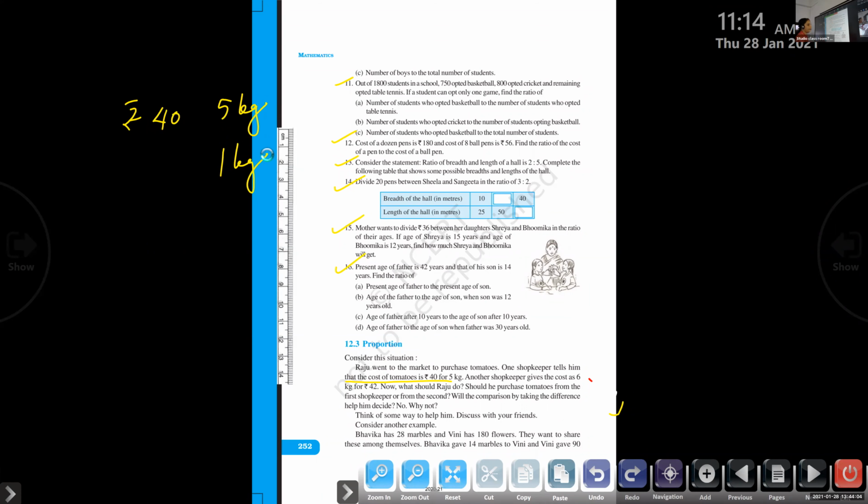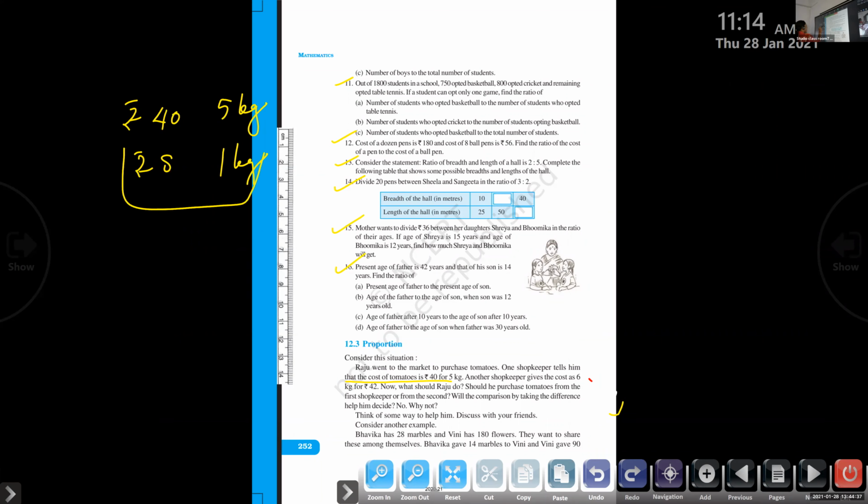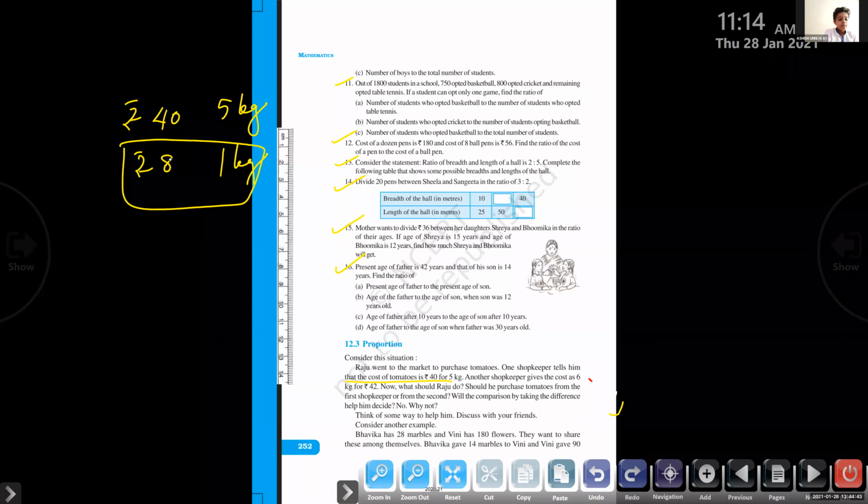Rupees 40 by 5. That is an equivalent fraction, right? If I write like this, will you write the answer? Divide. 8. Did you get the idea? So 1 kilogram, how much? Rupees 8. This we have to keep in mind, okay? I am explaining, you don't have to write.